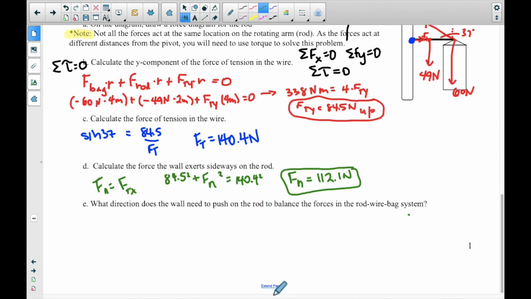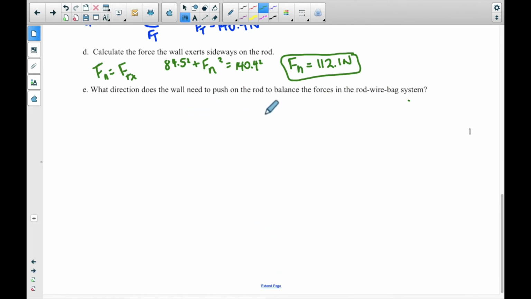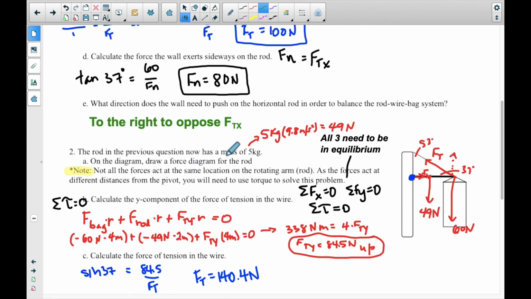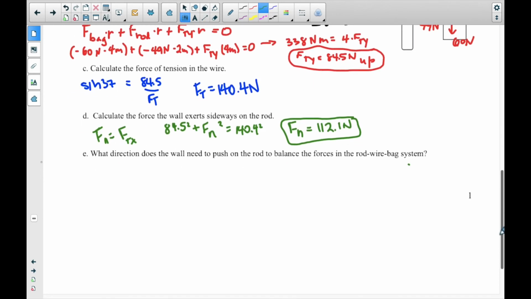The next question: what direction does the wall need to push on the rod to balance the forces in the rod, wire, bag system? On the problem up above, we said it has to go to the right to oppose the force of tension in the x direction, and that was true. But as we come down here, we need to consider all of those things going on. In other words, we need to consider the sum of the forces in the x direction, the sum of the forces in the y direction, and the sum of the torques. And each of those has to be equal to 0 in order for it to be in equilibrium.